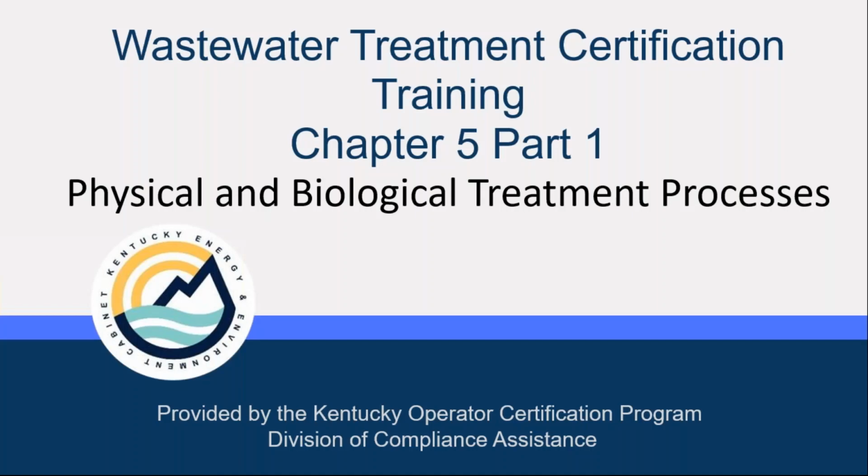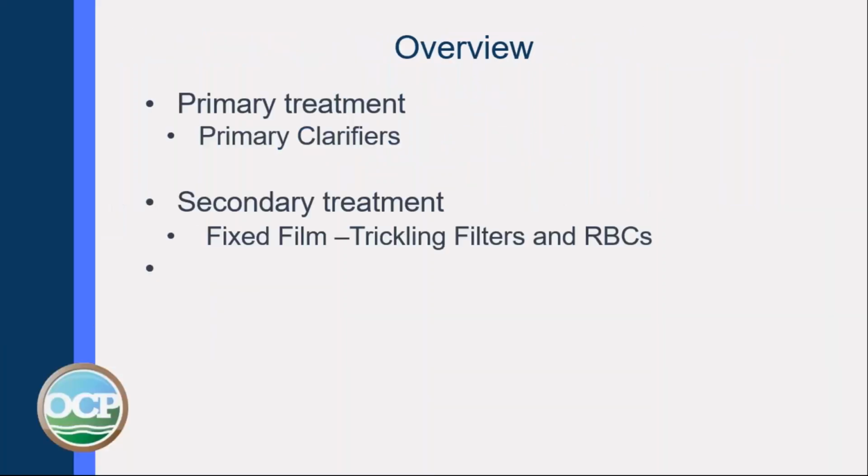This is Wastewater Treatment Certification Training, Chapter 5, Part 1, Physical and Biological Treatment Processes. In this first part of Chapter 5, we're going to go over primary clarifiers. We'll start secondary treatment, dealing with the fixed film systems, trickling filters, and RBCs.